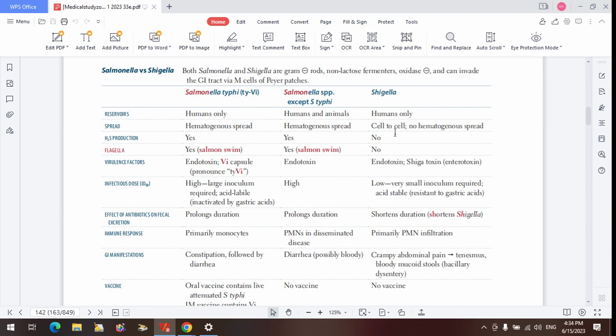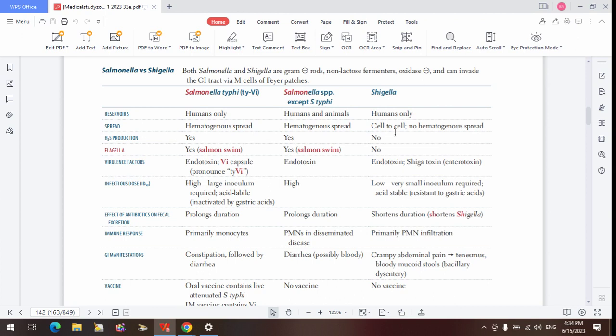People that have maybe pernicious anemia or any condition that can cause achlorhydria or hypochlorhydria, where the gastric acid level is very reduced, can develop Salmonella infection easily. But Shigella has some intrinsic mechanism that makes it resistant to gastric acid. So you need a very small dose, a very small inoculum, to bring about infection from Shigella.